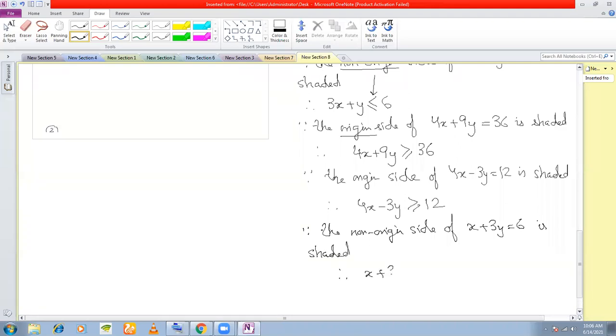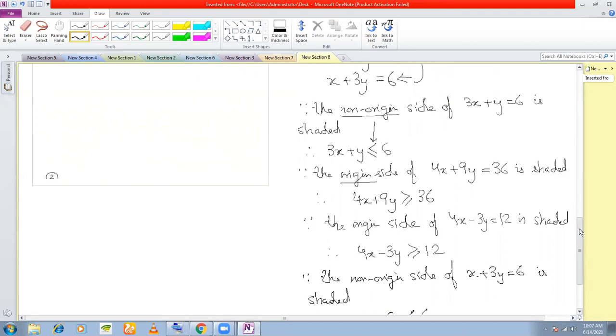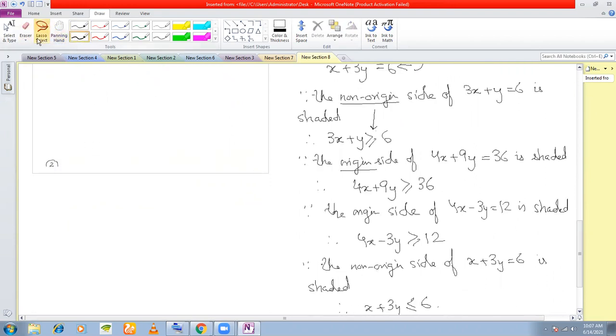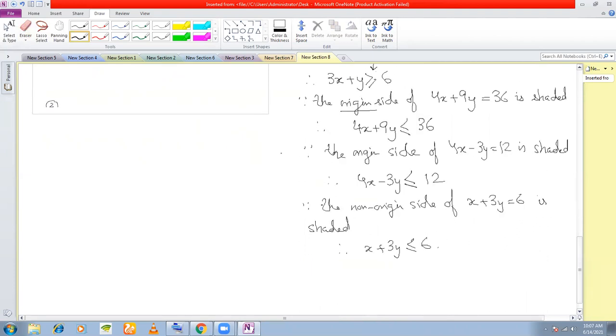Therefore, x plus 3y must be less than or equal to 6. Oh, this is just the reverse. If the non-origin side is shaded, then this sign will be greater than or equal to. If the origin side is shaded, then this sign will be less than or equal to. Remember this rule, okay? This sign will be less than or equal to, and this sign will be greater than or equal to.